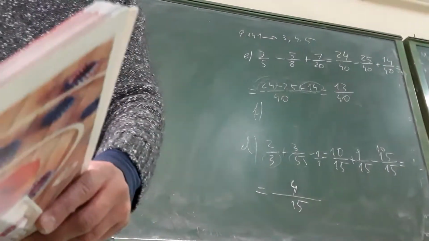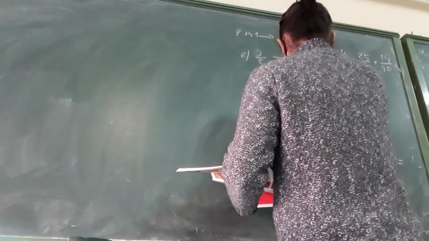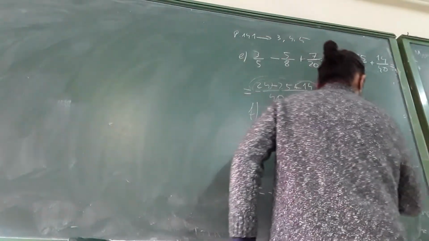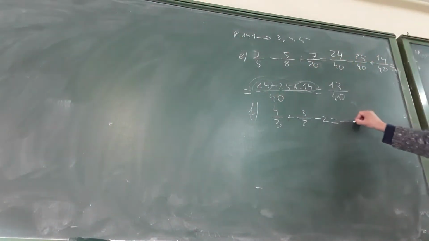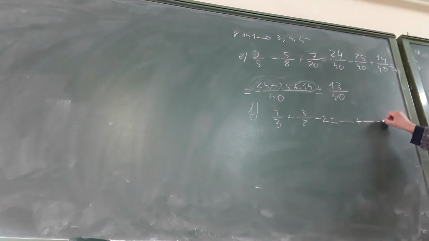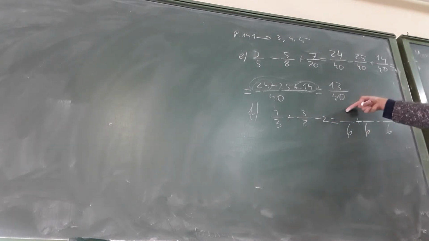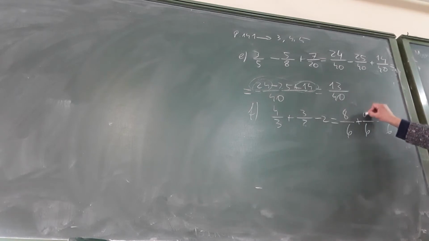Okay, this is section E, and then let's finish with F. 4 thirds plus 3 halves, and then minus 2. And this one is 4. So you know, Dua, for example, what is the lowest common multiple here? 6. 6, 6, and 6. The first number here? 8. Here? 9. And here?